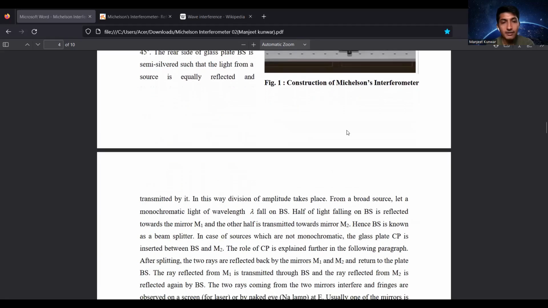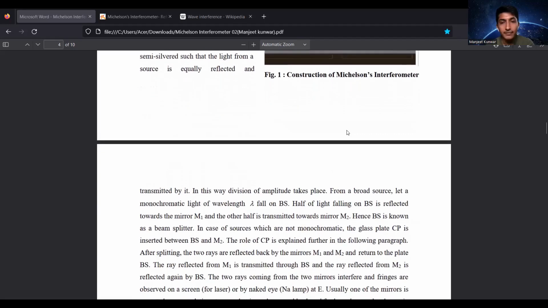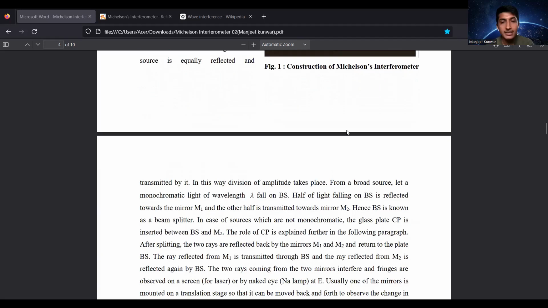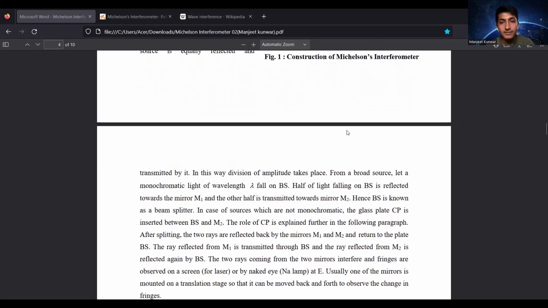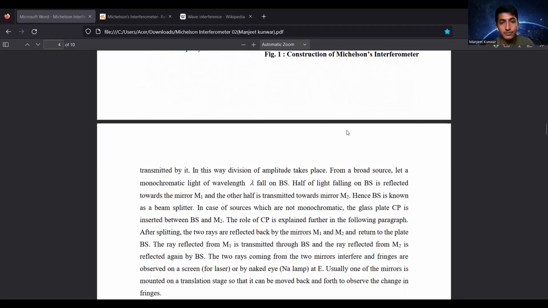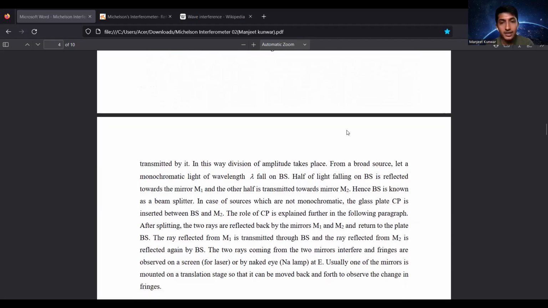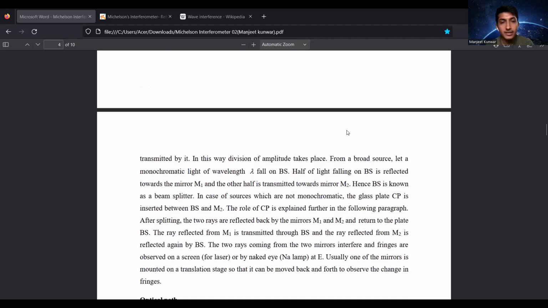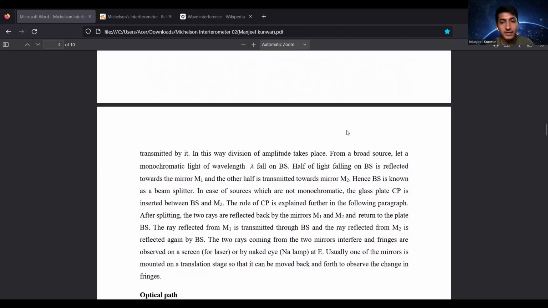Let a monochromatic light of wavelength lambda fall on BS. Half of the light falling on BS is reflected toward mirror M1, and the other half is transmitted toward mirror M2. Hence, the BS is known as a beam splitter. In case of sources which are not monochromatic, the glass plate CP is inserted between BS and M2. The role of CP is explained further in the following paragraph.